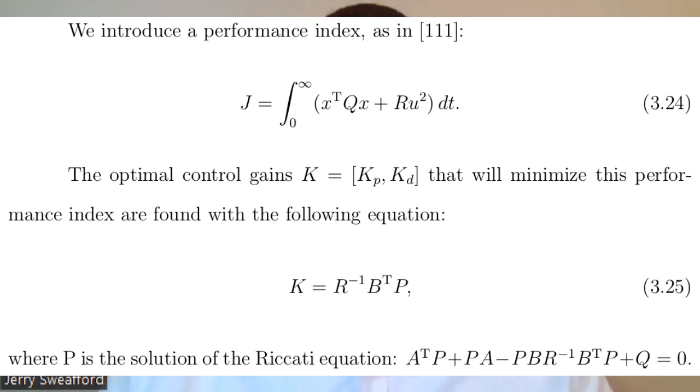We now introduce a performance index, as in the modern control systems textbook by Bishop and Dorf. The optimal control gains that will minimize this performance index are found with the following equation: K equal to R inverse times B transpose times P, where P is the solution of the Riccati equation. If we use R equal to 1 and set Q as the identity matrix, the optimal gains become Kp equal 1 and Kd equal 1.7321.